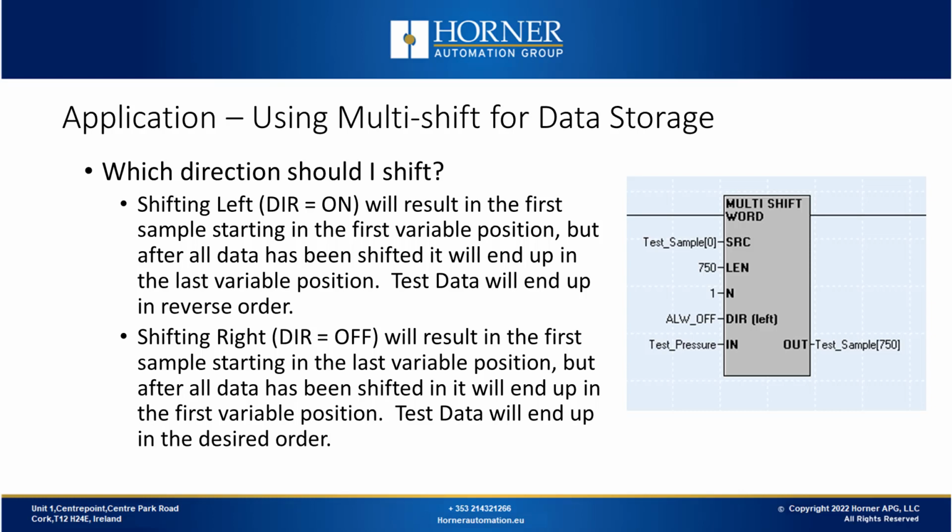If we shift right with a direction input of 0 or off, it'll place our input in the last position of the array, and then subsequently shift it closer to the beginning. Once we finish shifting, the first sample we took will be at the beginning of the array.